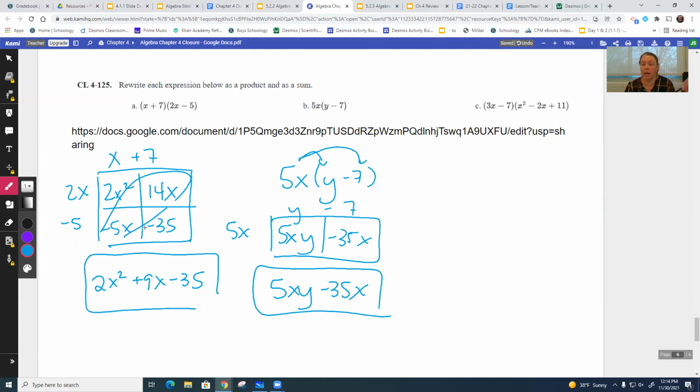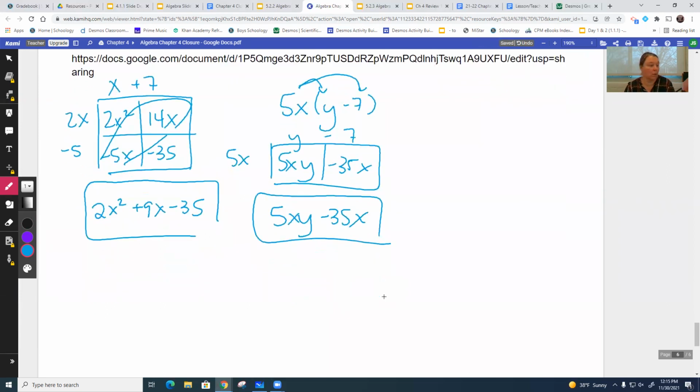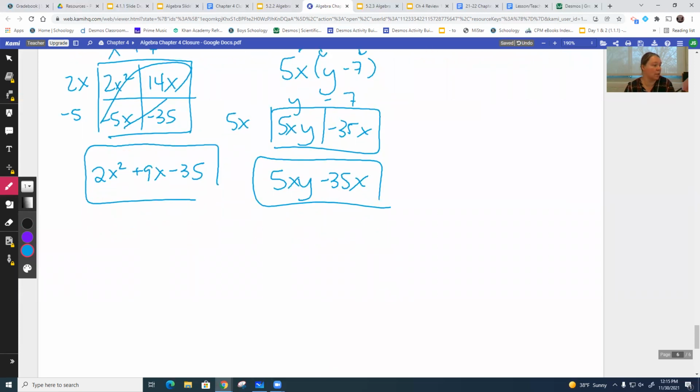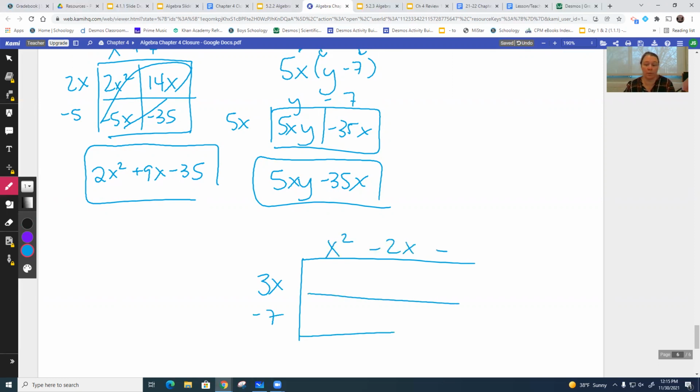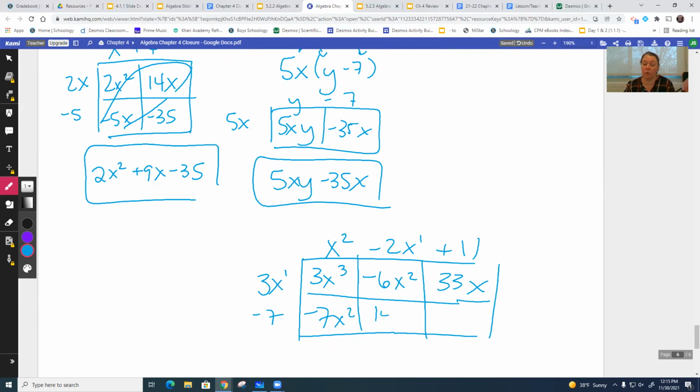And that's it. Okay, this last one, I don't have enough room right there, so let me just write it down here. I'm going to make a 2 by 3 box. So here I will have 3x minus 7, and then here I would have x squared minus 2x plus 11. So 3x times x squared, so x to the first times x to the second, that would be 3x cubed. 3x times -2x would be -6x squared. 3x times 11 is 33x. And this would be -7x squared. A negative times a negative would be 14x, and then -7 times 11 is -77.